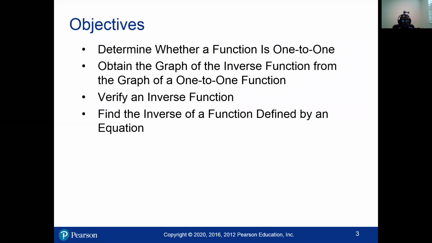The following are our learning objectives. At the end of this section, you should be able to determine whether a function is one-to-one, obtain a graph of the inverse function from the graph of a one-to-one function, verify an inverse function, and find the inverse of a function defined by an equation.